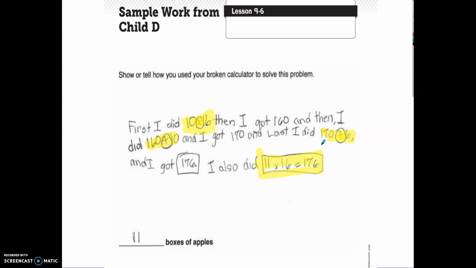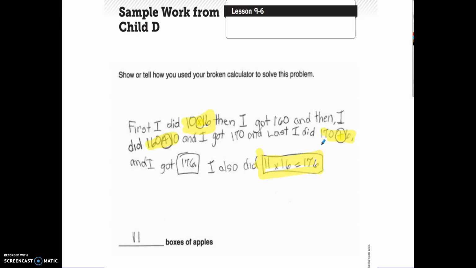Now, I think that this child got 11 boxes because he started with 160 apples and 10 boxes, and then added 10 more apples and 6 more apples to get the 16, to get that last group of 16, and that would make the 11th box.